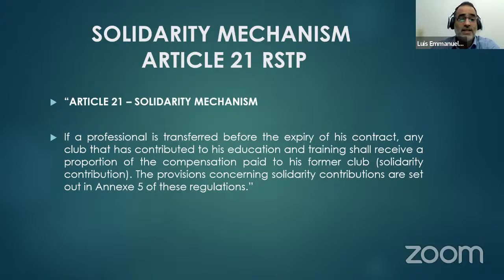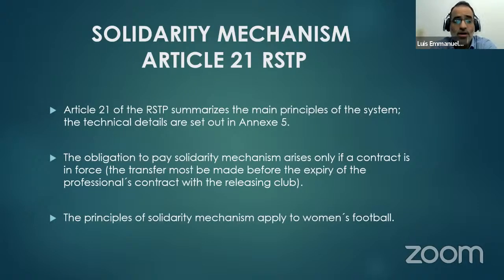So the main points to consider here are that Article 21 of the RSTP summarizes the main principles of the system, and just like the training compensation system, the technical details are set out in the respective annex, in this case, Annex 5. Also, the obligation to pay solidarity mechanism arises only if a contract is in force. Therefore, and this is very important, the transfer of the player must be made before the expiry of the professional's contract with the releasing club.